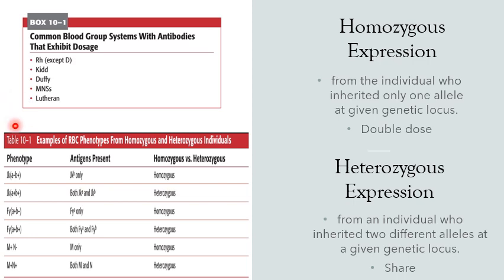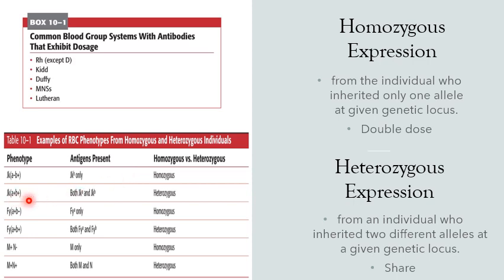Table 10.1 shows examples of RBC phenotypes from homozygous and heterozygous individuals. So let us take a look. The phenotype JKa negative, JKb positive: the antigen present is JKb only, meaning it is homozygous.